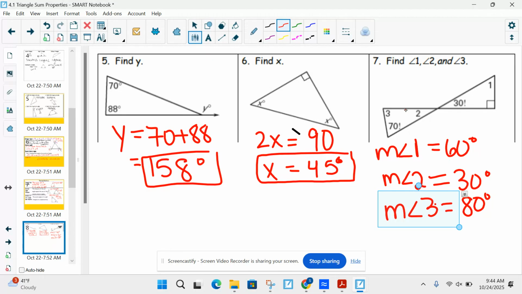Well, you know how this is 70 and 30 for this triangle? So they have to add up to 180, right? It's already 100.